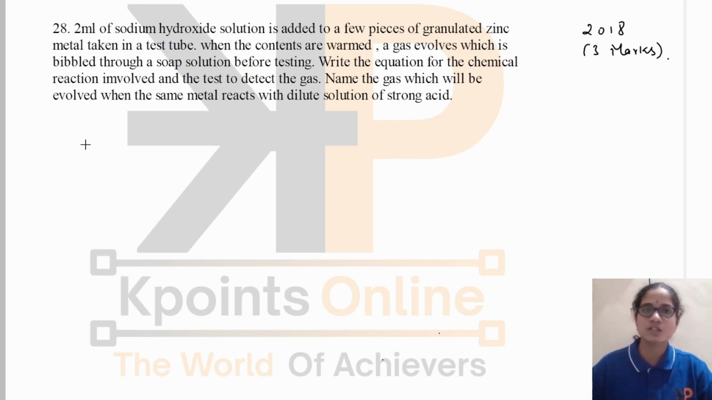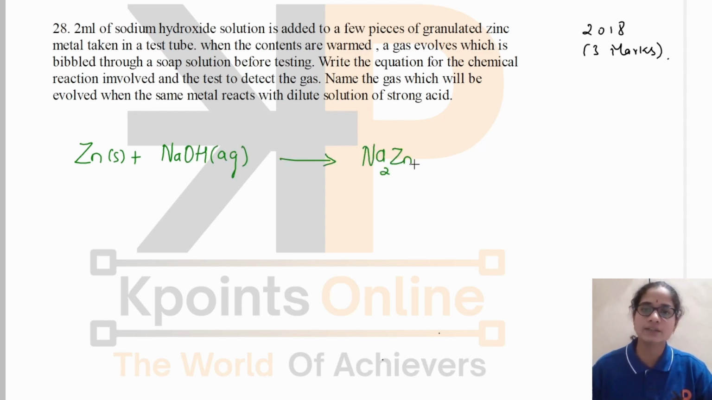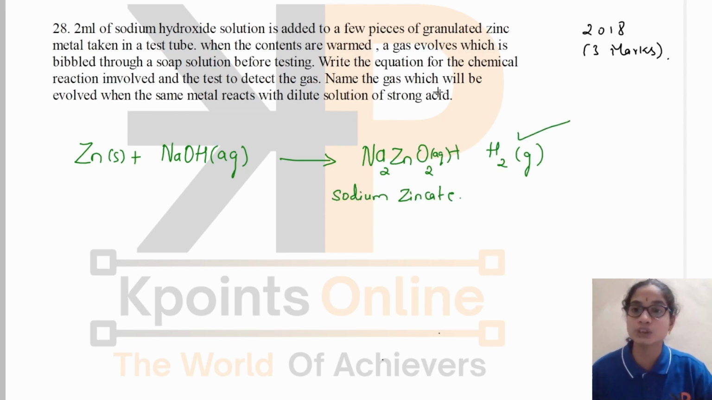Okay, let us solve this question. 2 ml of sodium hydroxide solution is added to pieces of granulated zinc. So we have to write the reaction for zinc with sodium hydroxide. Okay, zinc reacts with sodium hydroxide. It is a reaction of metal with base. It forms sodium zincate. Here there is an evolution of hydrogen gas.